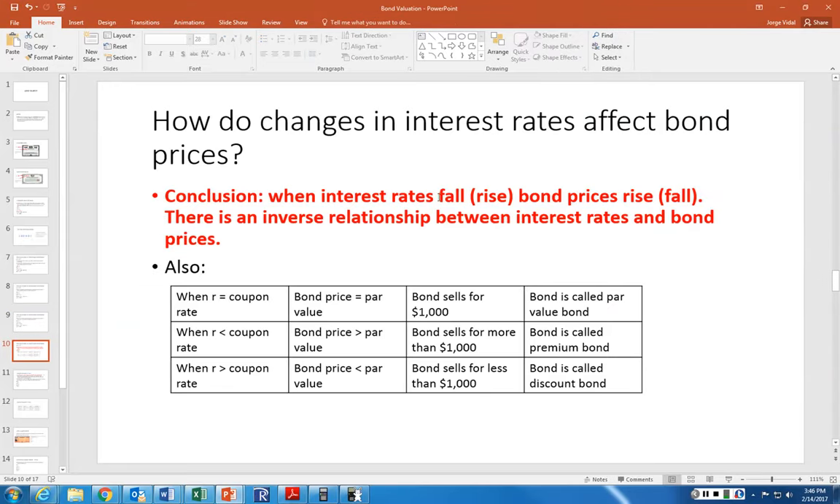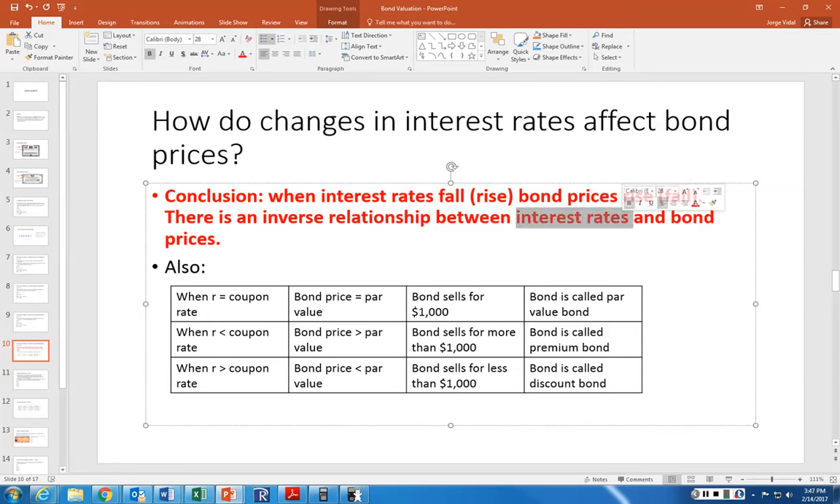Okay. So we can conclude the following: when rates fall, bond prices rise, and when rates rise, bond prices fall. Okay? So there's an inverse relationship between YTM, or rate, discount rate, required rate, any way you want to call the interest rate, and bond prices. They move in the opposite direction.